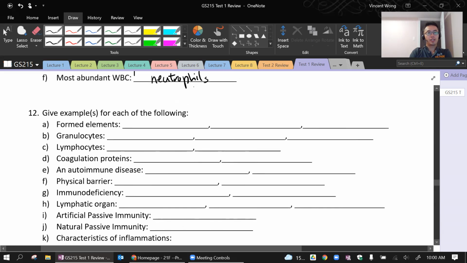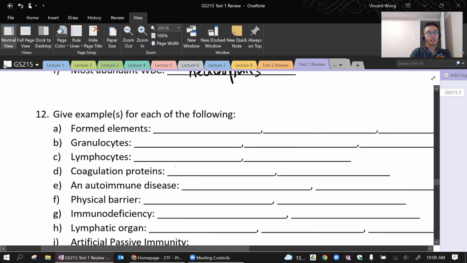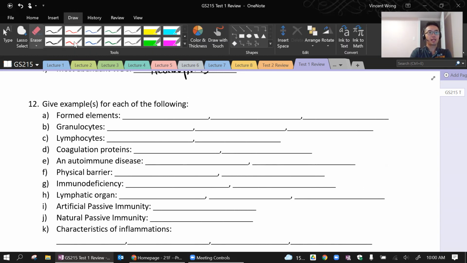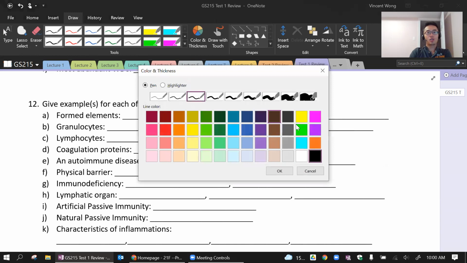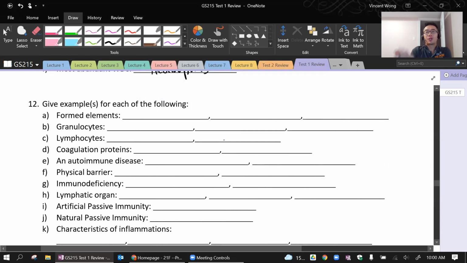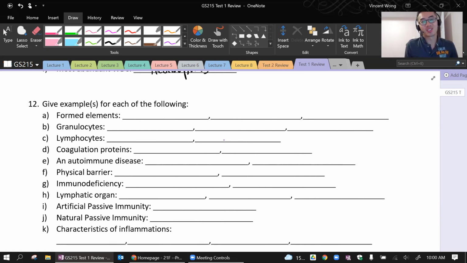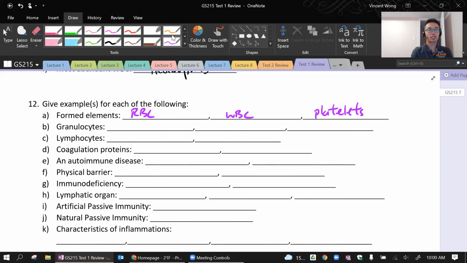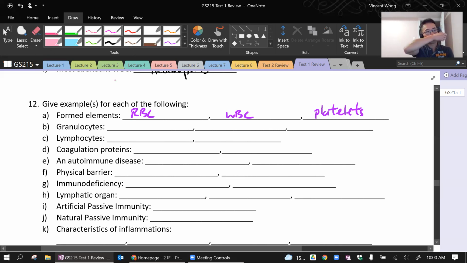Give examples for each of the following. Formed elements. What are some formed elements? Can we all chip in and say something? I mean, for this to be a review, you should be coming up with the answers, right? Otherwise, you might as well just read the notes. Give me some formed elements. Okay, thank you. Yeah, in the chat, it's going on now. Okay, so RBC, WBC, and platelets. Excellent. Okay, next one. Granulocytes. What are examples of granulocytes?